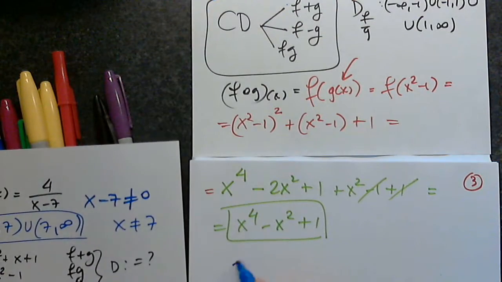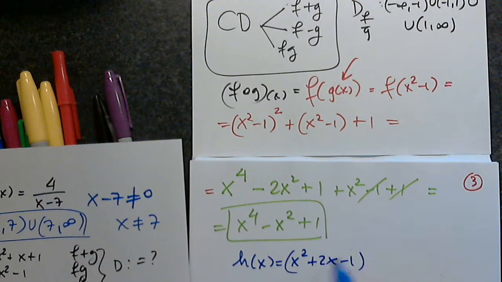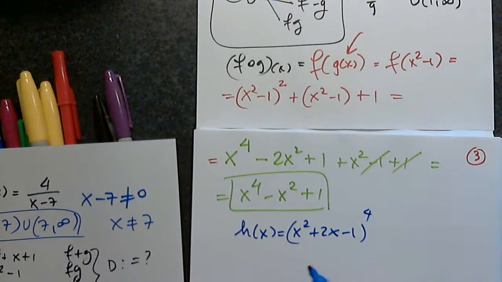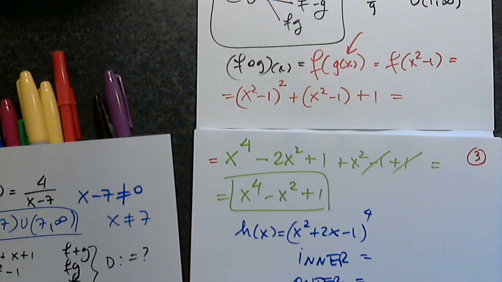So in 89, we are given h of x, which is x squared plus 2x minus 1 raised to the fourth power. And they want us to find an inner function and an outer. There's more than one correct answer. But let's think for a moment and come up with an inner and come up with an outer. The idea is always in the order of operations here: what I apply first and what I apply second.